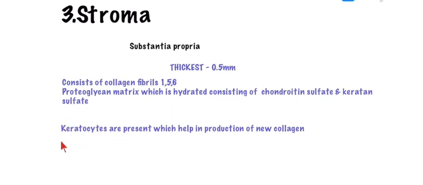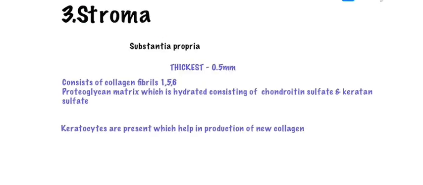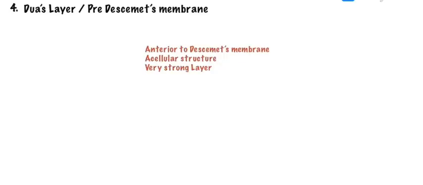And next, the cells present in the stroma. I never told you stroma is acellular. What I told you was about Bowman's membrane, it's acellular. But stroma, of course, has cells, and they are called keratocytes. The keratocytes are present in which layer of the cornea? It's present in the stroma. The keratocytes present in the stroma help in production of new collagen. So it's the thickest layer, don't forget that.